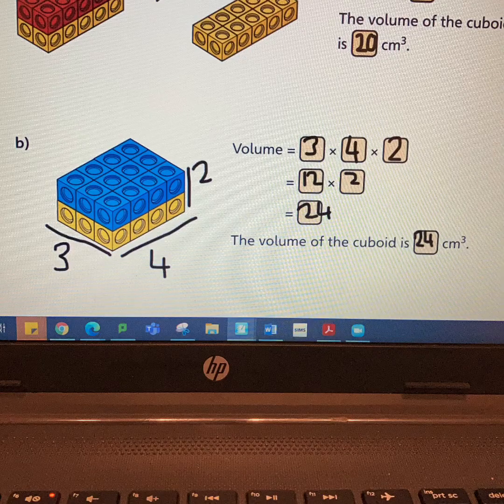For B then, let's look at the bottom layer first of all. So I can see that it's got a length of 3, it's got a width of 4, and then I can see it's got a height of 2 because there's 2 layers of cubes. So for the volume then, I'm going to do 3 times 4, 3 lots of 4, which would be 12. So I know that one base layer is 12 cubes. There's 2 layers, so 12 times 2 is 24 cubes, which is 24 centimetres cubed. Well done if you got these right.